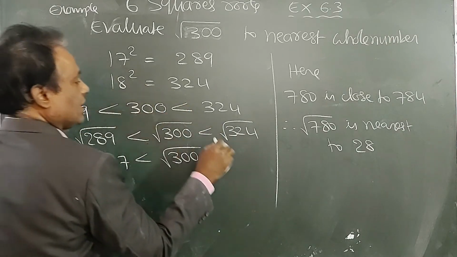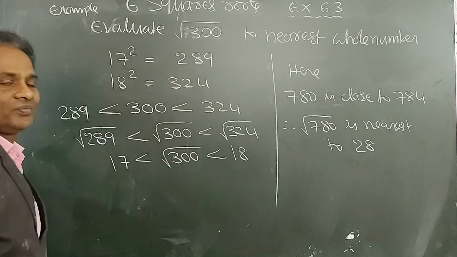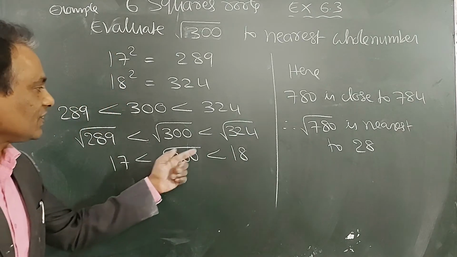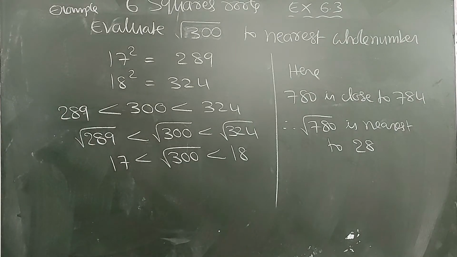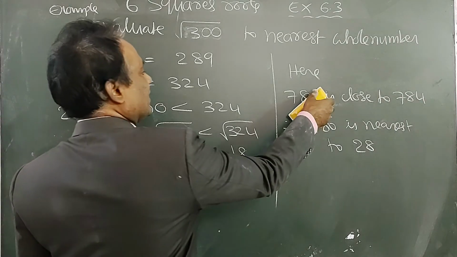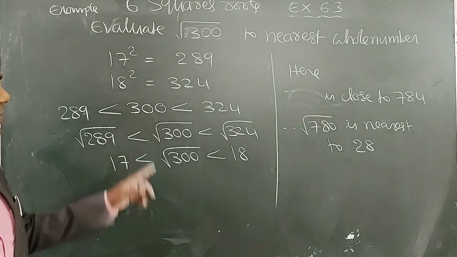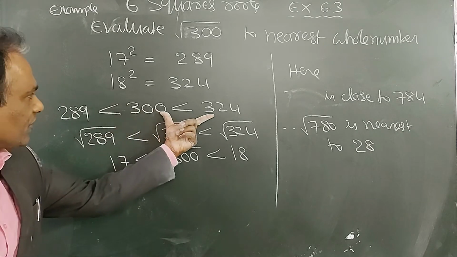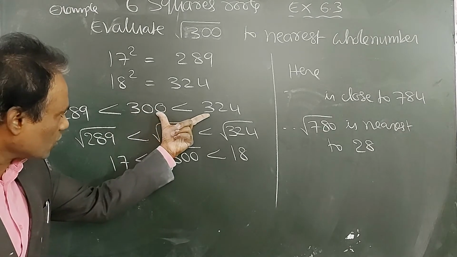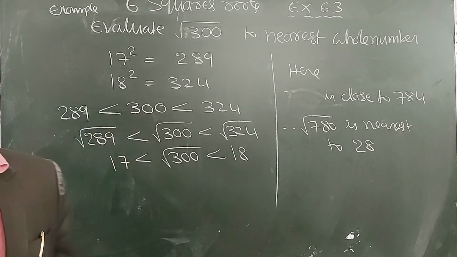Root 324 is 18. Now, is root 300 near to 18 or near to 17? That we have to decide. How to decide? Just very simple. Is 300 near to 324 or near to 289? What is this difference? This is very close or this is very close, you decide.